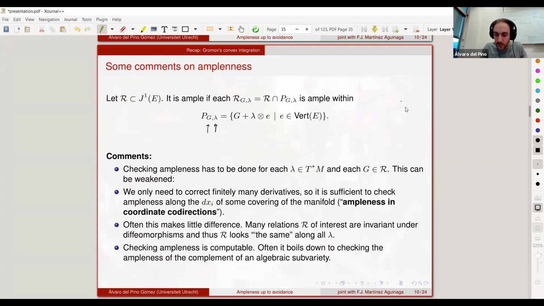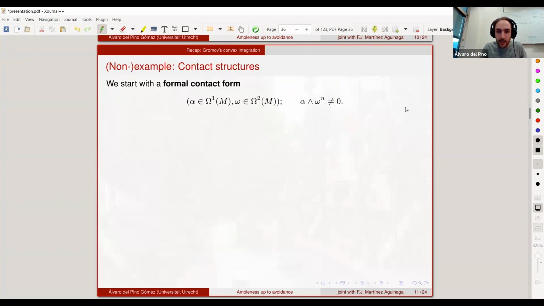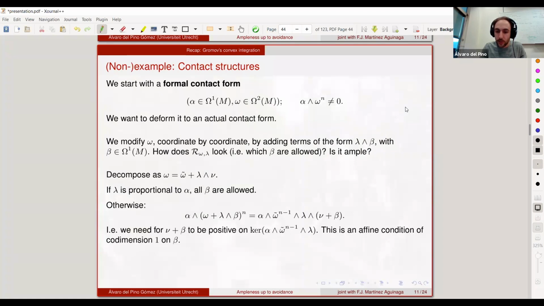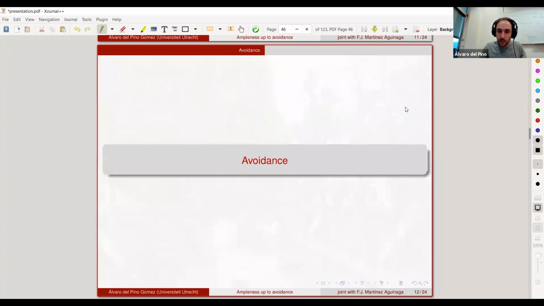Okay. So this was it. Now this was a slide supposed to convince people that don't know about this that it is very computable, by showing you in 3 lines that the differential relation associated to contact structures is not ample. But if someone doesn't know this and they want me to explain, we do it at the end. Okay, so this was the recap. So let's get to the meat of this.